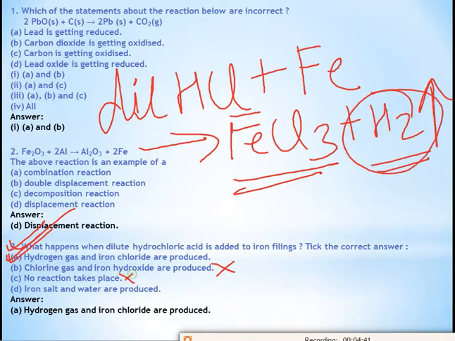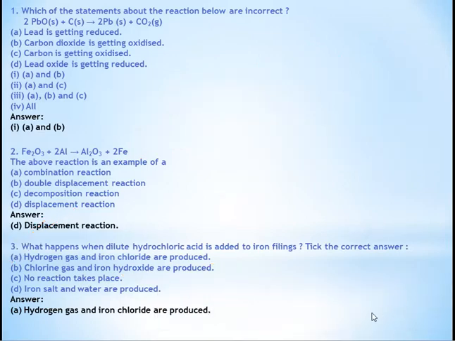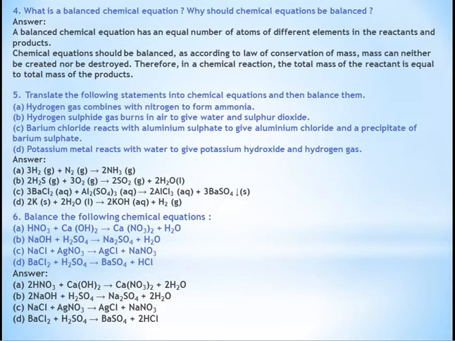No reaction takes place. This is also not possible. Iron, salt and water are produced. In this reaction, water cannot be formed because in the reactant, oxygen is not present over there. So this reaction is not possible. So our first option, that is iron chloride and hydrogen gas are produced, is the correct option.